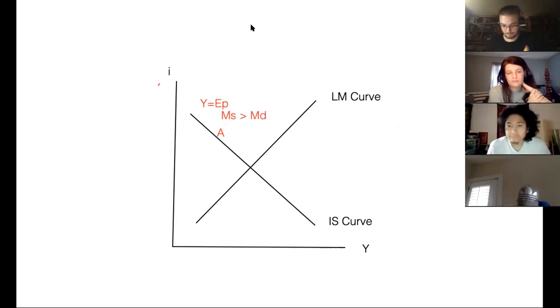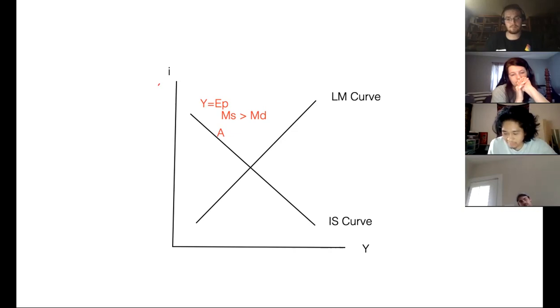Okay, everybody with me? If you have a question, stop me before I get too far. Now, here's the cool part. This is a question for Sable. Sable, money supply is greater than money demand at point A. What happens to the interest rate when money supply is greater than money demanded?